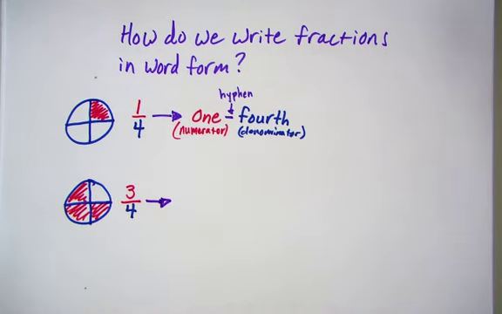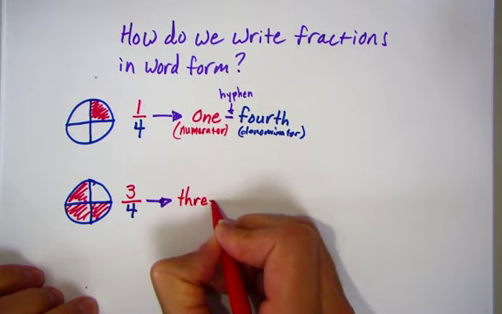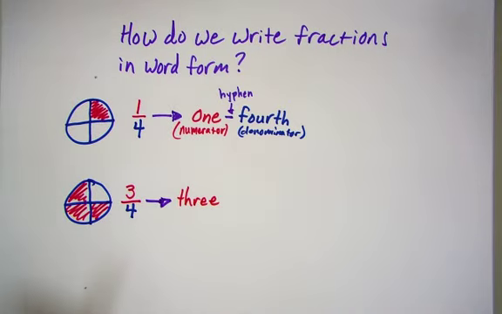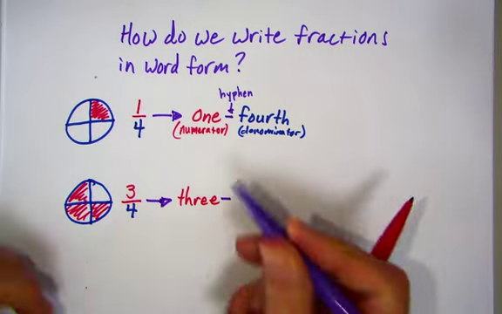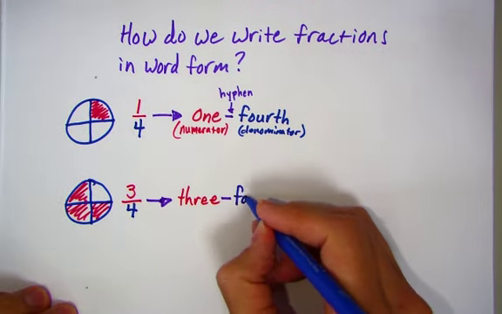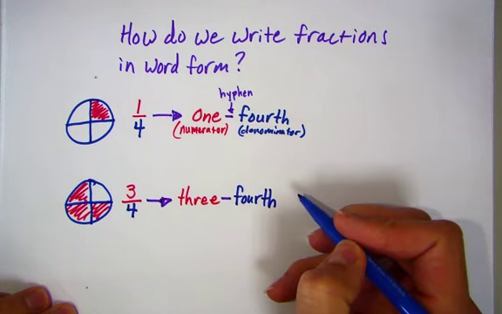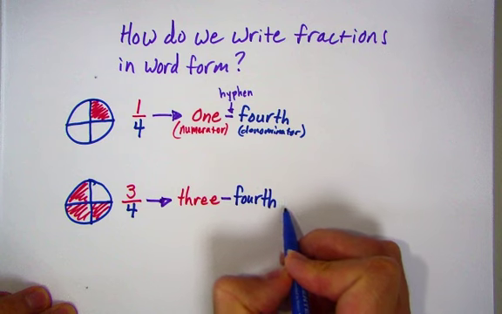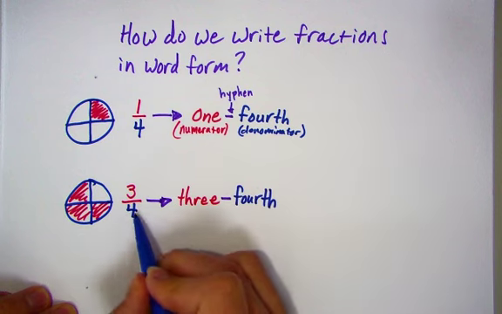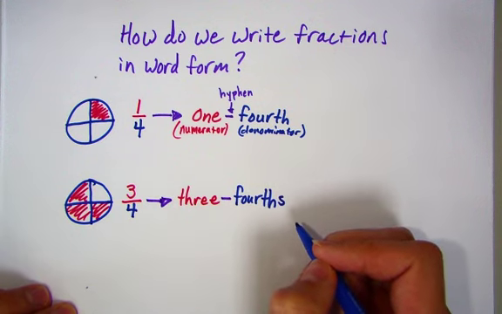And if you thought about it, just like this example, we write our numerator first. 3, just how we say it. Put a little hyphen there. And I'm going to write 4 plus my TH. Wait a minute. 3/4. I say this fraction 3/4. There needs to be an S on the end.